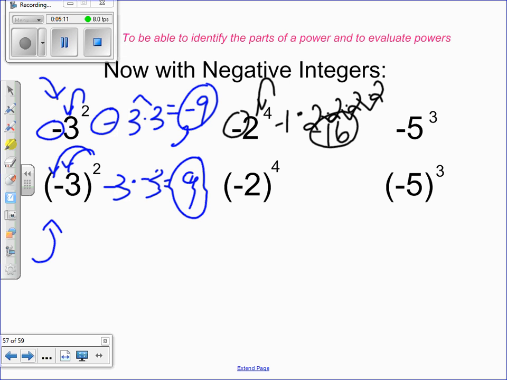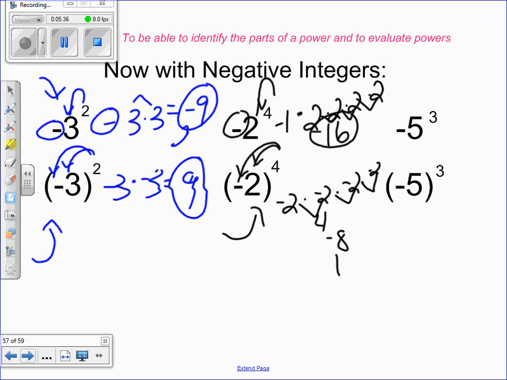If we look at this next example, the 4 applies to the thing directly in front of it, and if that thing is a group, it applies to everything in the group. So we have 4 2's being multiplied and 4 negatives. And in this case, negative times a negative is positive 4. Times a negative again, now we have negative 8. Times a negative again, now we have positive 16, which is different than the negative 16 we got in the example above it.